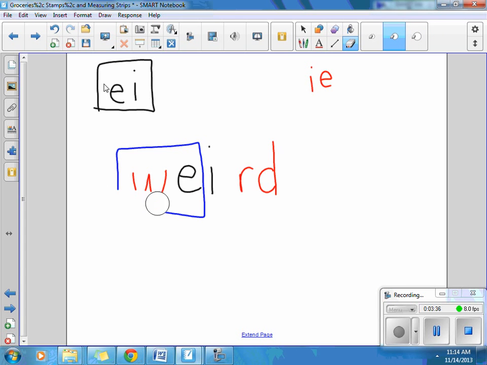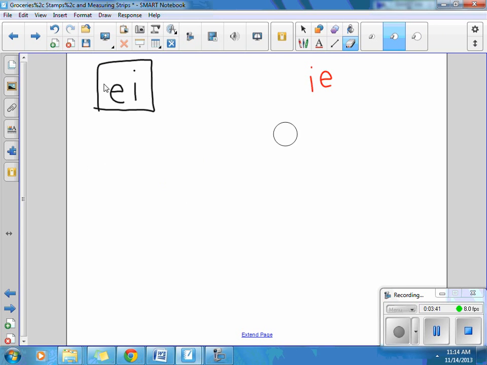Go ahead and erase. We've got one more word to try, and the word is seize. Seize. The word seize can mean to capture. So you might hear a guard say, seize him, if a prisoner has escaped. Seize. This is another tricky one. It should look like this.